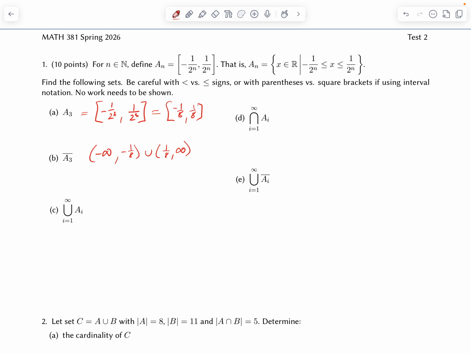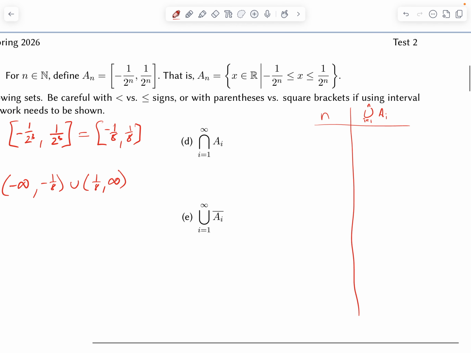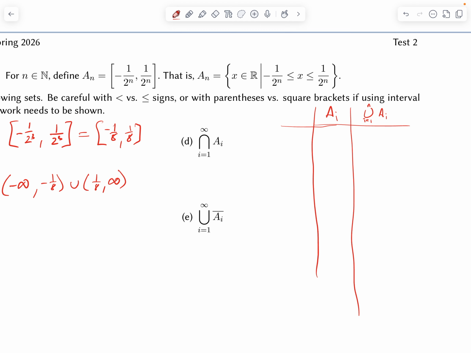Now, to do these infinite unions and intersections, it might help to think in terms of a chart. Let's go ahead and write this down, and we'll do the union first. I'll just do this A sub i, and make one more column here, A sub n. So we have 1, 2, 3, 4, 5, and hopefully we'll see a pattern after that.